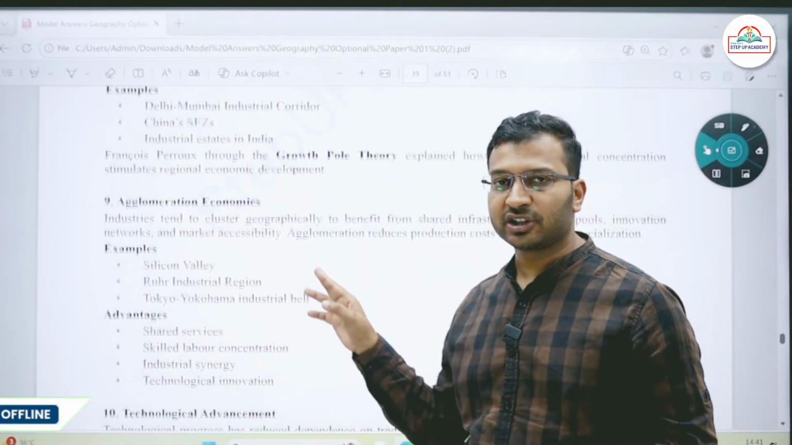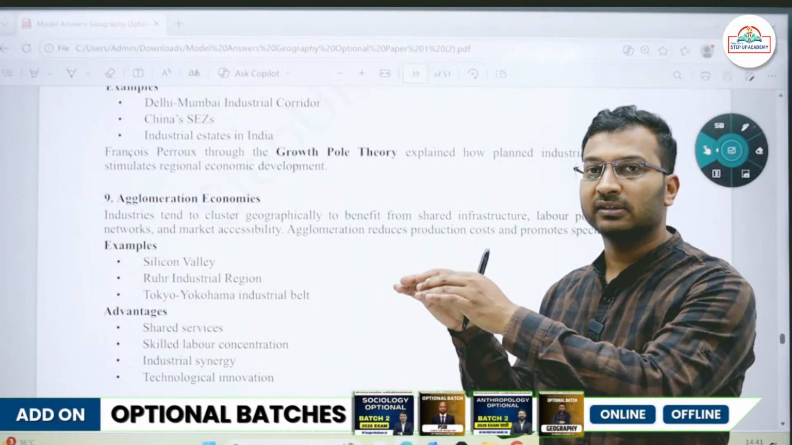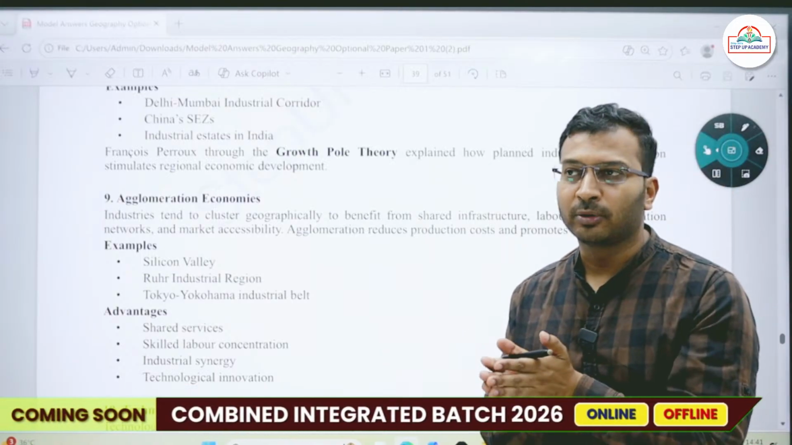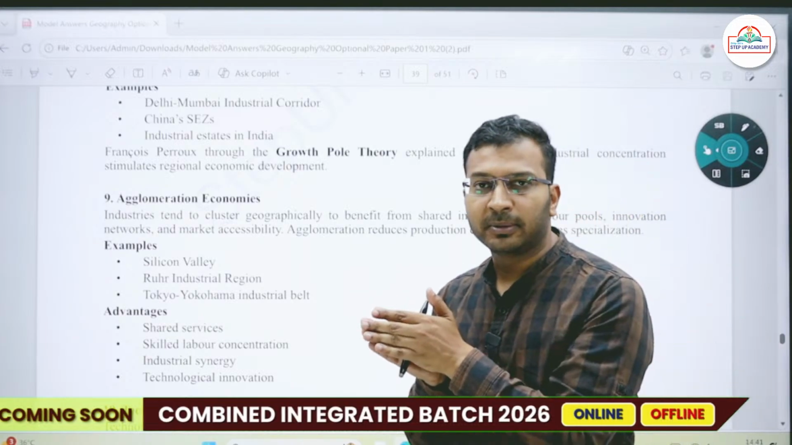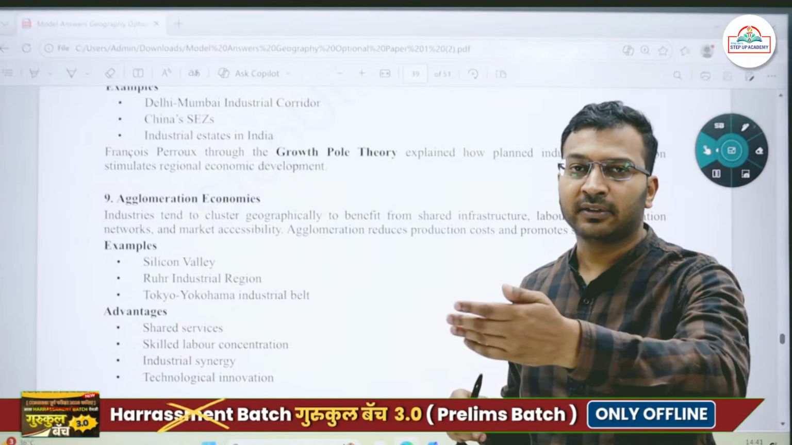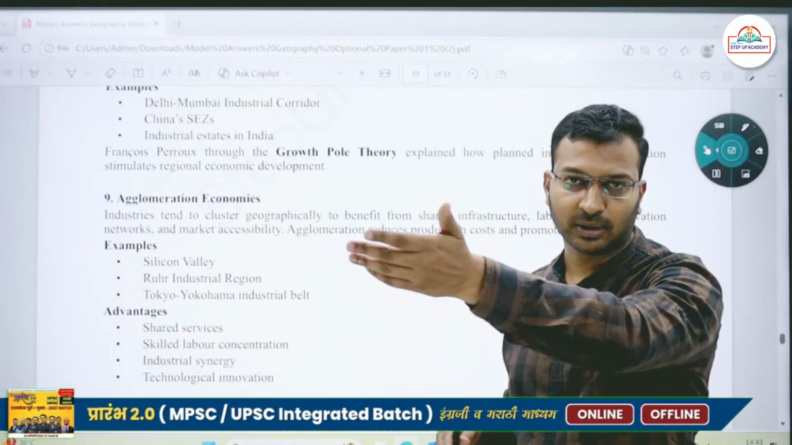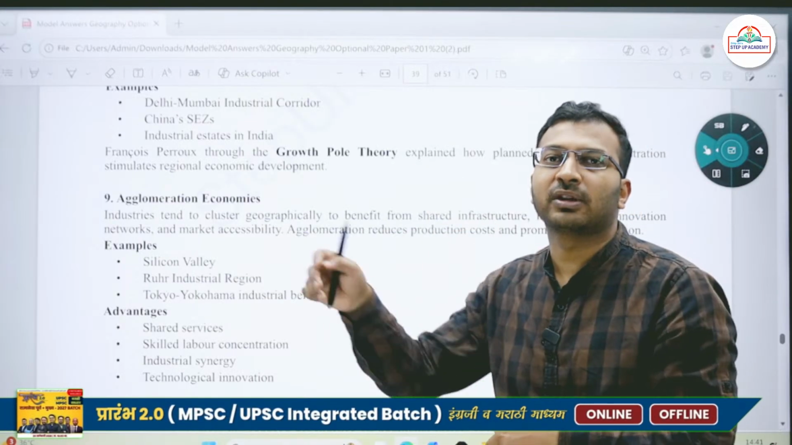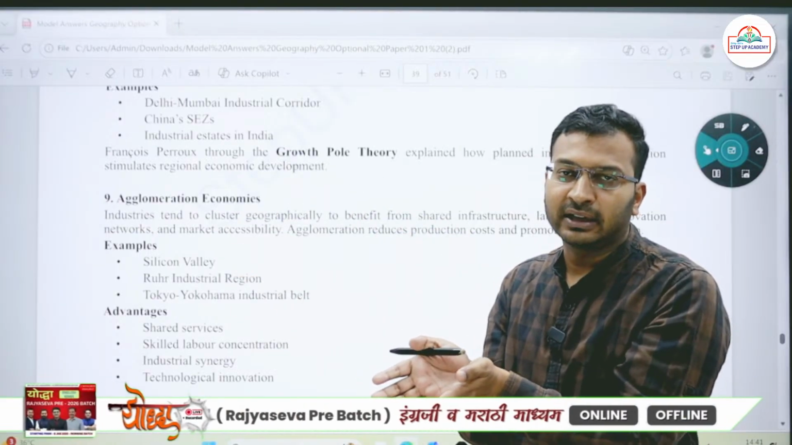Then agglomeration economies also play a very significant role. Nowadays we find most industries present in clusters. For example, let's say the automobile industry. One automobile company will be manufacturing the car, but they won't be manufacturing all the parts of the car. They will give a contract for manufacturing tires to some other company, and for making the window glass to some other company. Most of these industries will be located in and around that entire region.